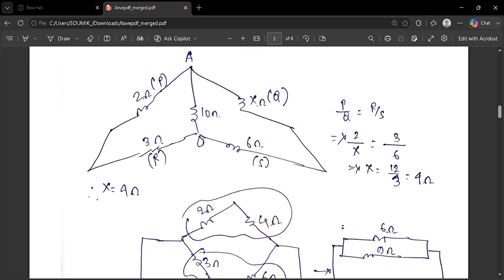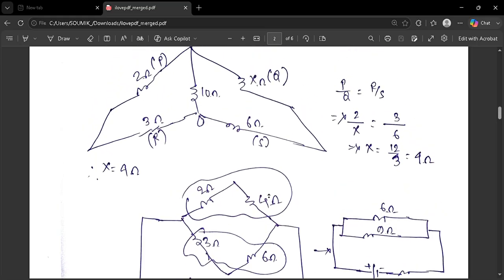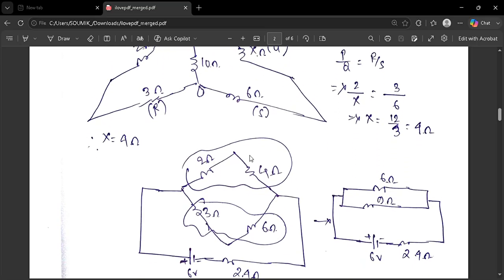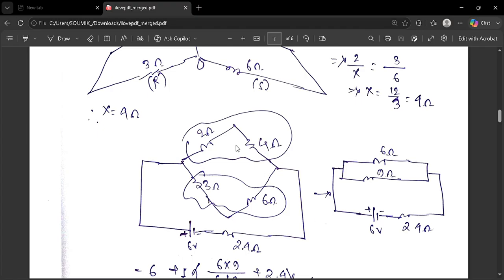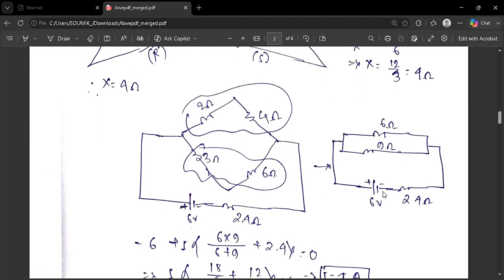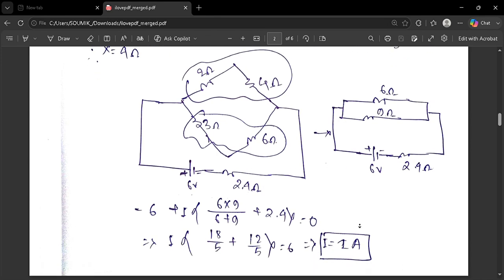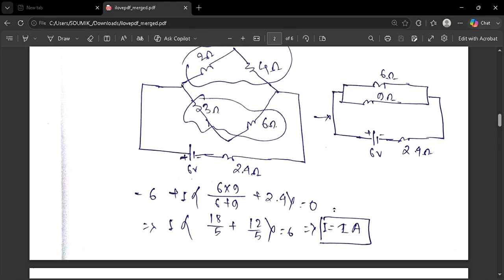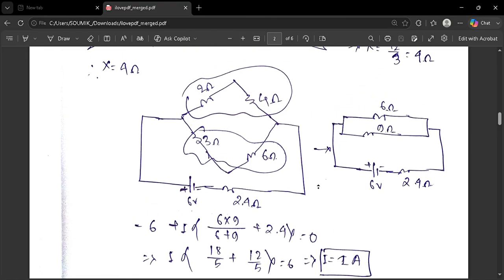As no current is flowing through AO, we can analyze this circuit in this form. These two resistors are in series, and these two resistors are in series. And these two branches are in parallel. So using Kirchhoff's second rule in this closed loop, we can find I, the current flowing through the circuit. Okay?